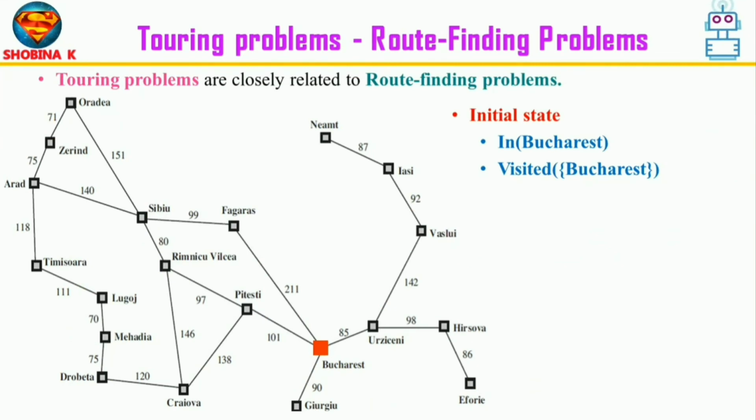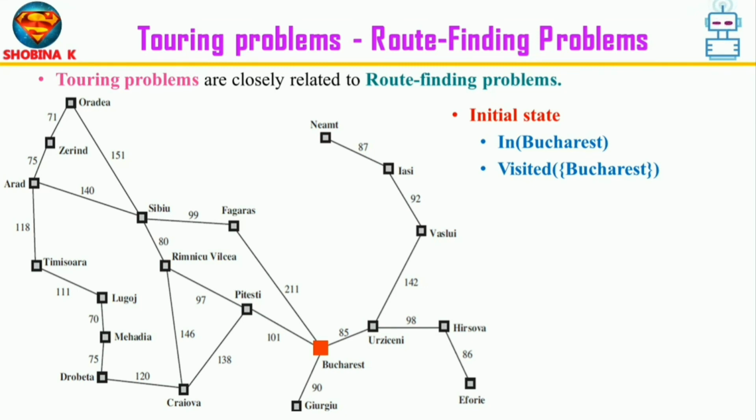Touring problems are closely related to route finding problems but with an important difference. Now consider this example. In this example, the problem is to visit every city in the figure at least once, starting and ending in Bucharest. And here the action includes the trips between adjacent cities. And we have the state space, which is quite different. Each state must include not just the current location but also the set of cities the agent has visited.